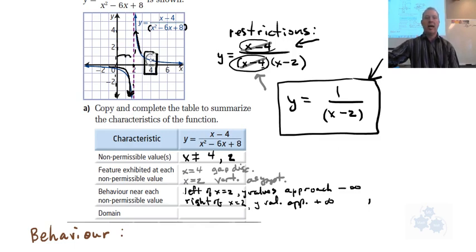So x equals 4, the behavior near this value: the graph gets very, very close to what? This is actually getting into calculus language here. It's a pre-calculus class, but this is calculus language, approaching infinity. We use that a lot in calculus.